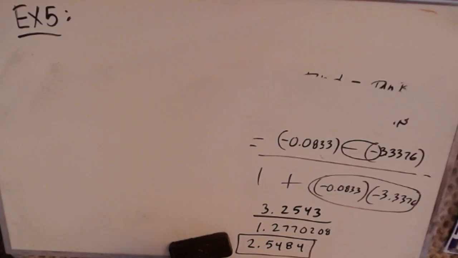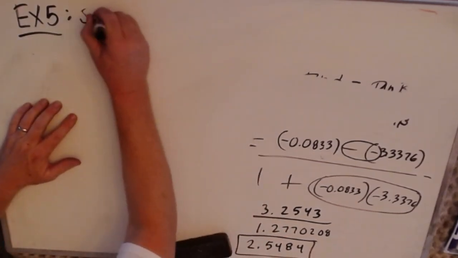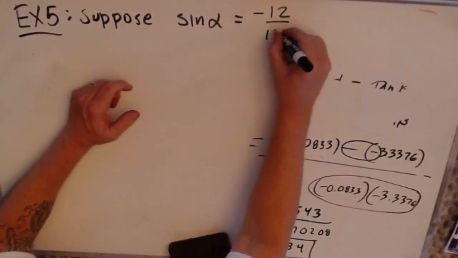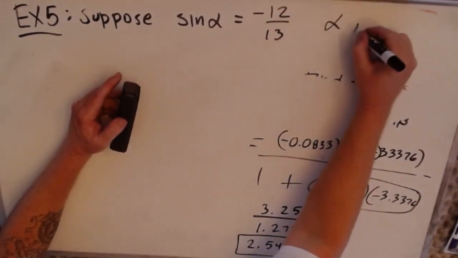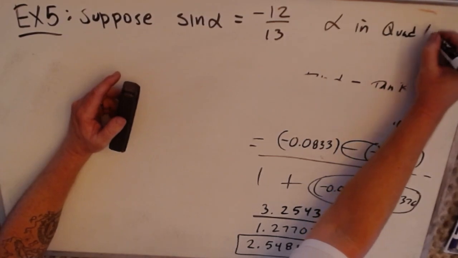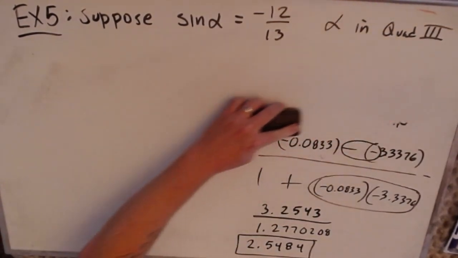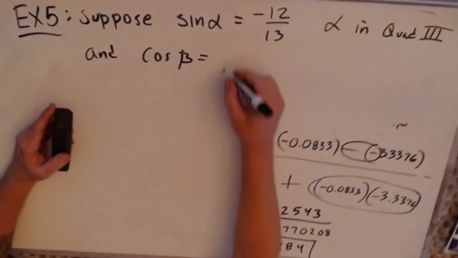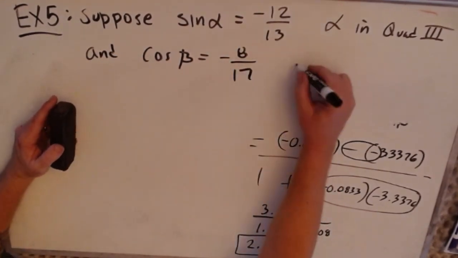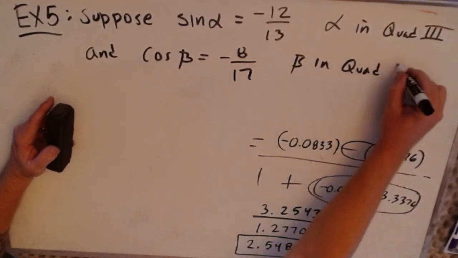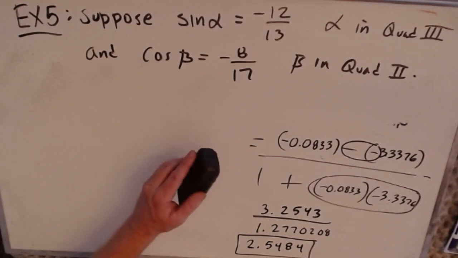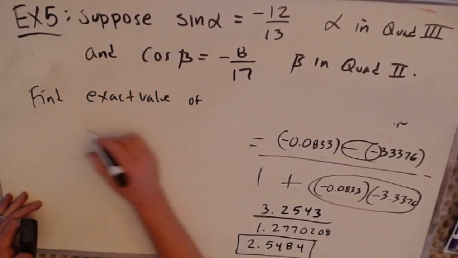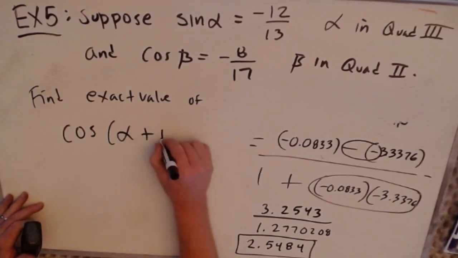Okay, example 5. Suppose sine alpha is negative 12/13. Alpha is in quadrant 3. And cosine beta is negative 8/17. Beta is in quadrant 2. Find the exact value of cosine alpha plus beta.